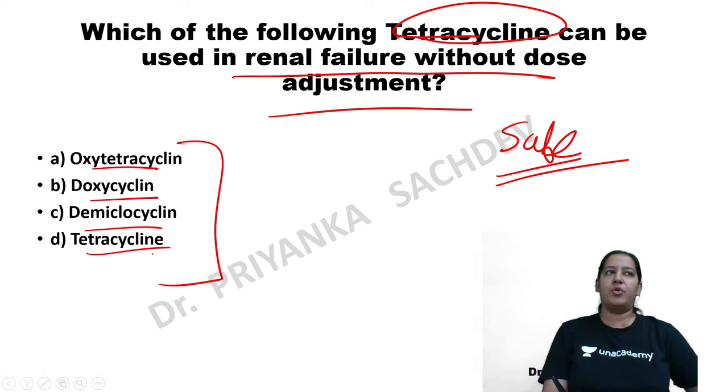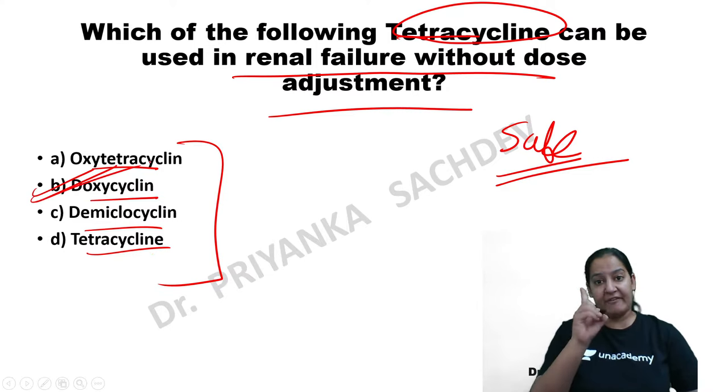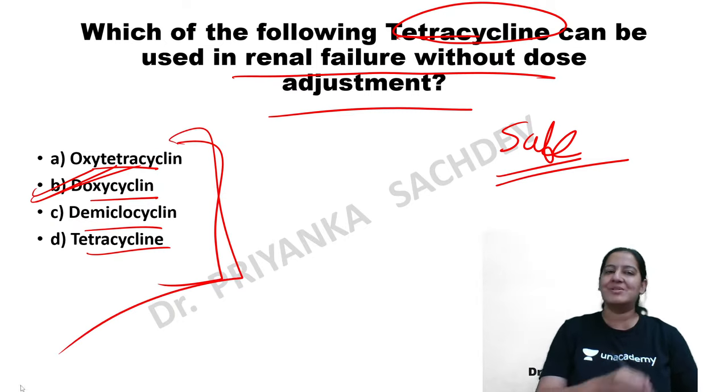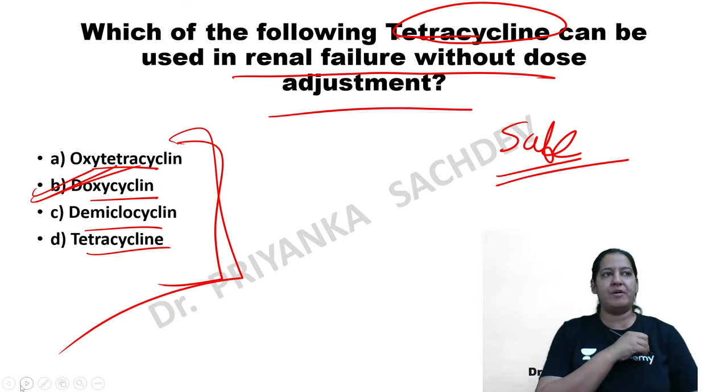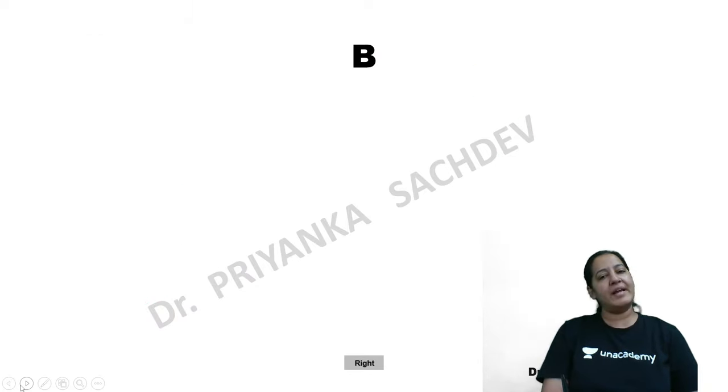I told you very clearly. Yes, Mushim, Kishore, Amar, Nagasri, Roy, Praveena. Absolutely right. The correct answer is doxy. Only doxy is safe in renal failure. The rest all cause renal failure. Right. Very good, Praveena. So the correct answer here is B.